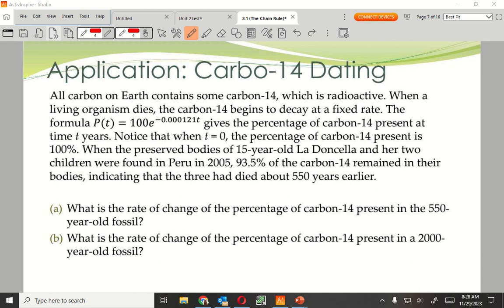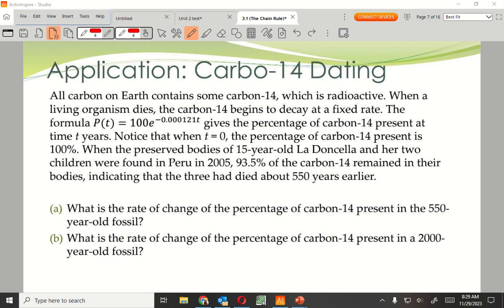Anyway, when the preserved bodies of 15-year-old La Donacia and her 2 children were found in Peru in 2005, 93% of the carbon-14 remained in their bodies, indicating that the 3 had died about 550 years earlier. What is the rate of change of the percent of carbon-14 in the 550-year-old fossil? Okay, I have 2 times that I'm going to have here.